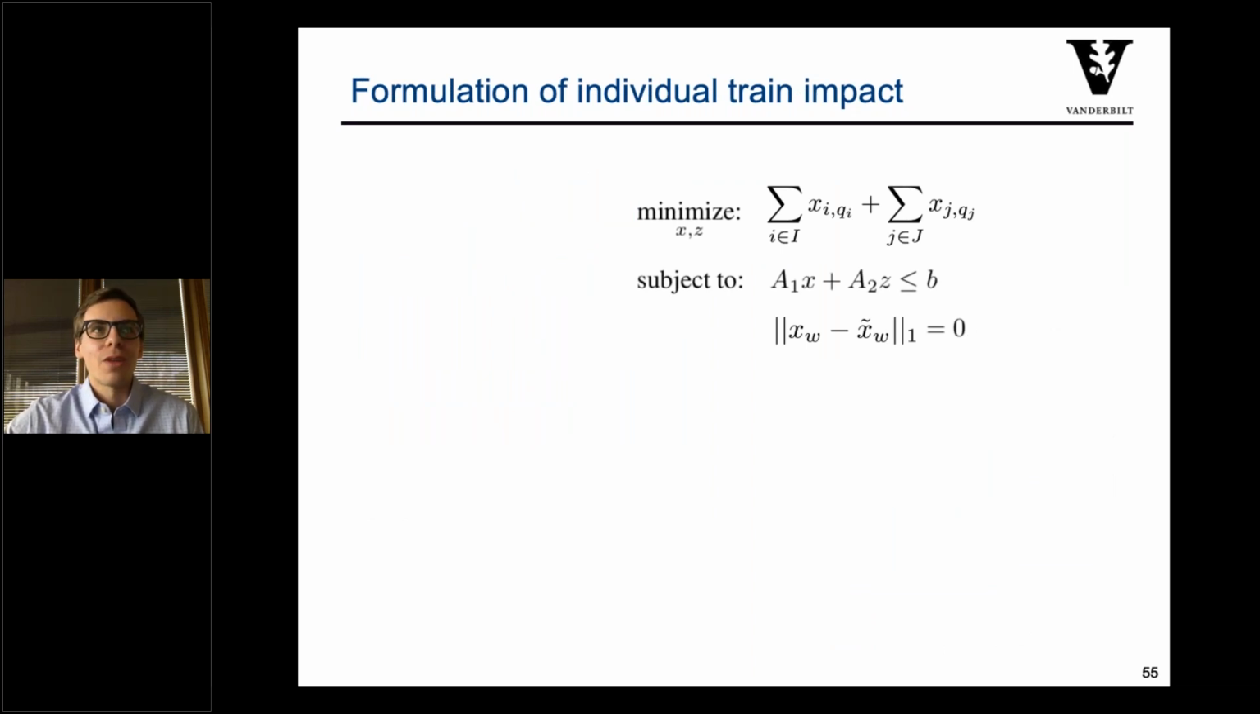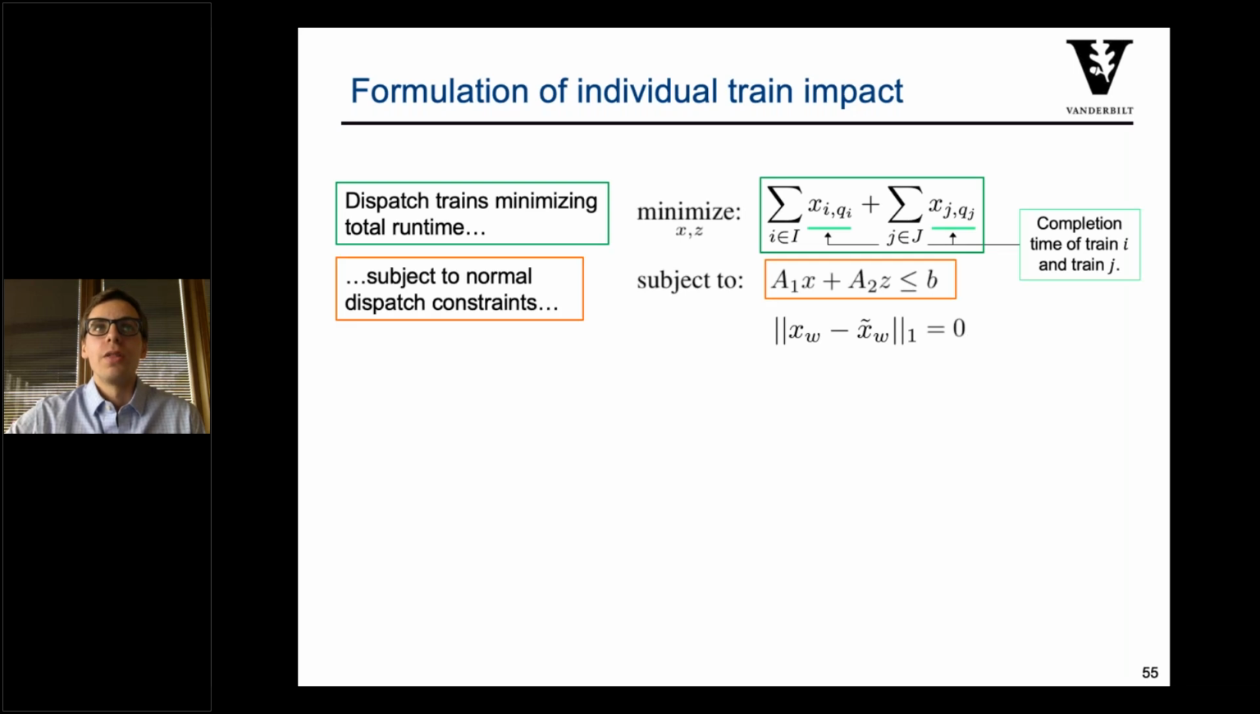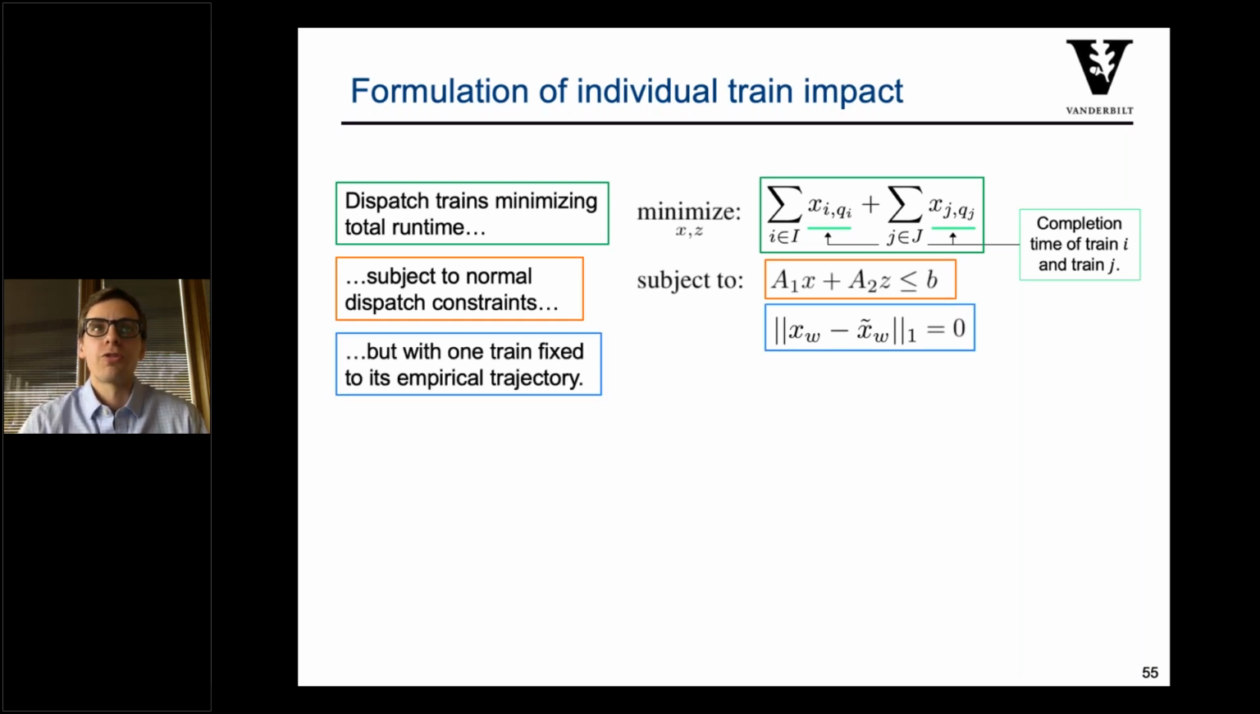Again, looking at the math, and I promise this is the last math slide that you'll have to deal with today, we are, in this case, minimizing the total runtime of trains as our objective function. We're subjecting that to the normal dispatch constraints, again, summarized by this linear algebra here. And then we're adding an additional constraint, which fixes the trajectory of train W to its empirical values by basically saying the difference between those two trajectories is 0.